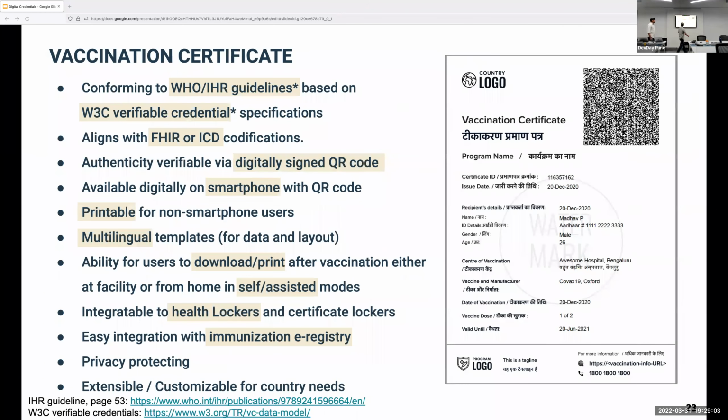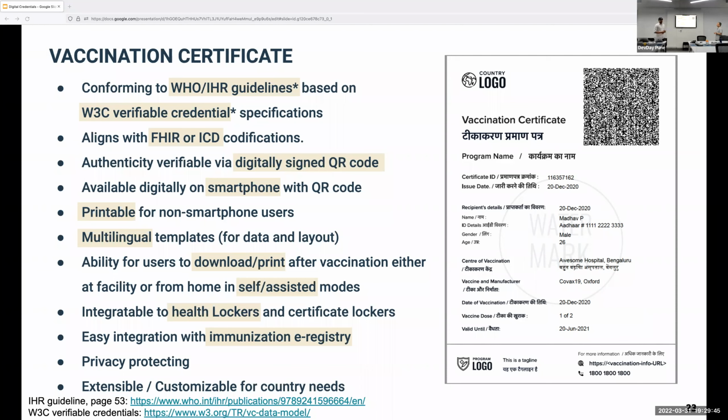So with that, there are some key qualities of a vaccination certificate. We have followed the complete WHO guidelines provided, and based on that we created the W3 schema for it. Along with that, the certificate should align to the FHIR or the ICD codification. The authenticity of the certificate is stored as a digitally signed QR code. Anybody can scan the QR code and, using the public key, verify it.